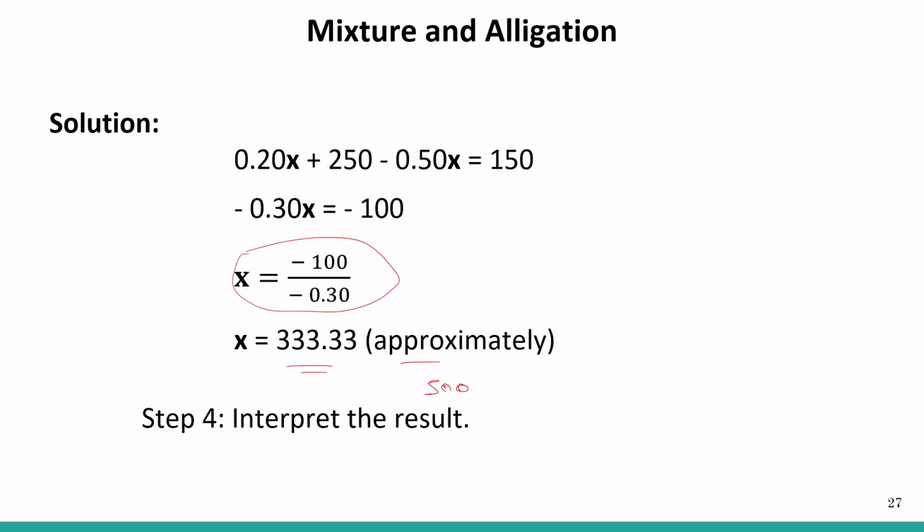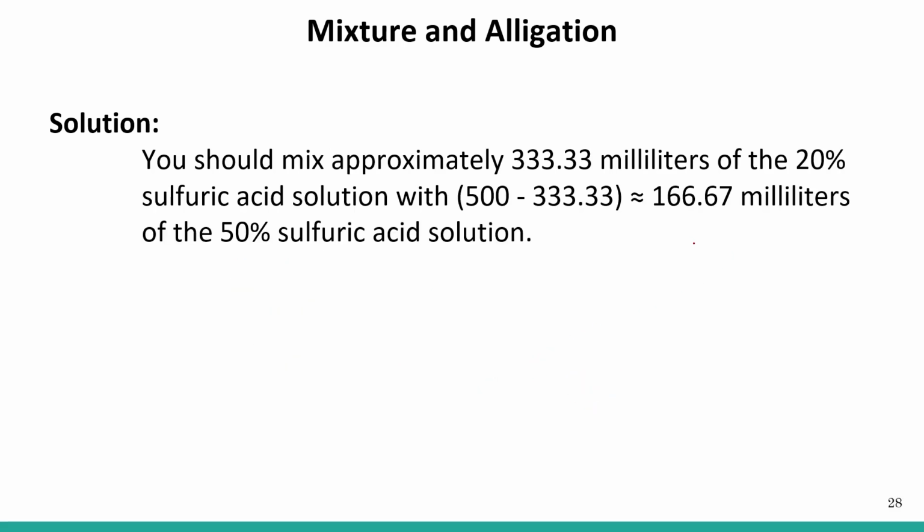Okay, so 500 minus X will be what? So 500 minus X will be 166.67. So this much will be the other part. Okay, 166.67 milliliters of the 50% sulfuric acid solution and 333.33 milliliters of the 20% sulfuric acid solution will be there.